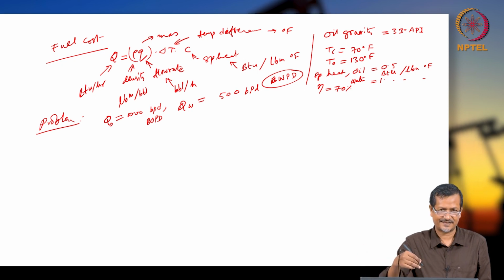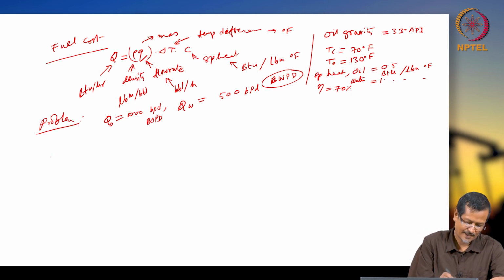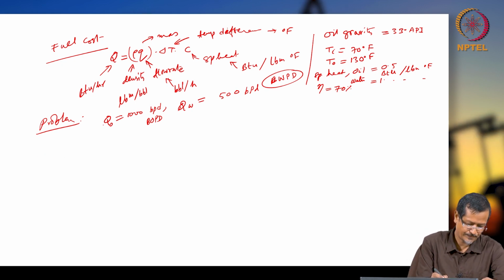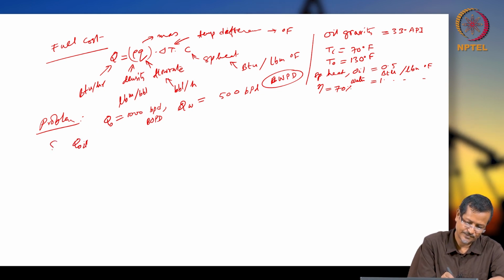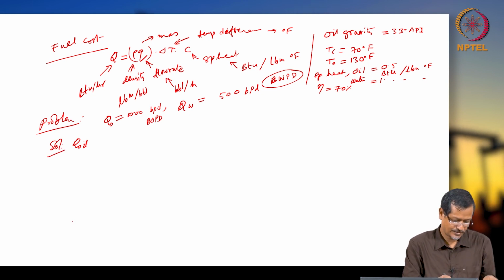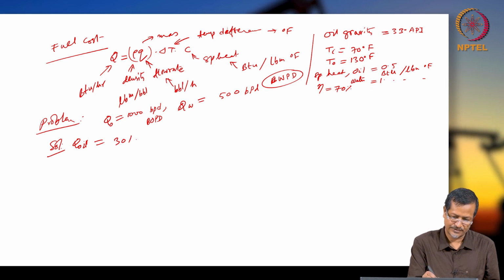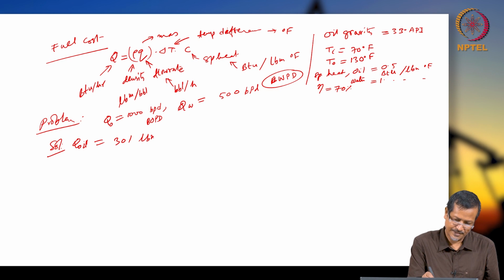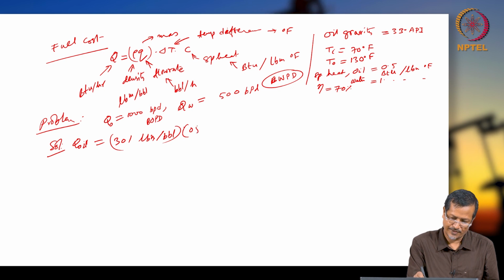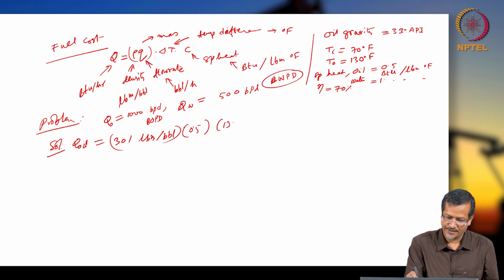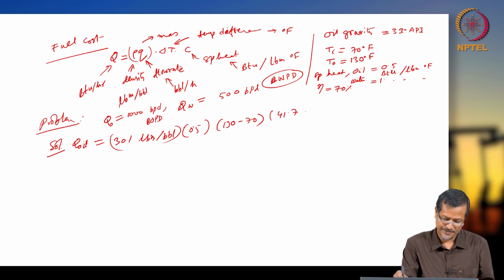Okay, previous day we calculated for 10%, but they have given 70%, means 30% loss. So now, oil, Q oil solution. Q oil equals 301 lbm per barrel times 0.5 times 130 minus 70 times 41.7.